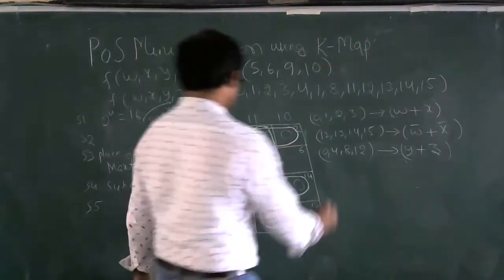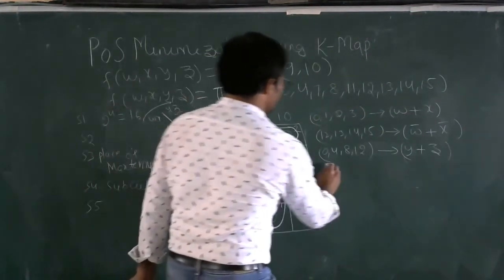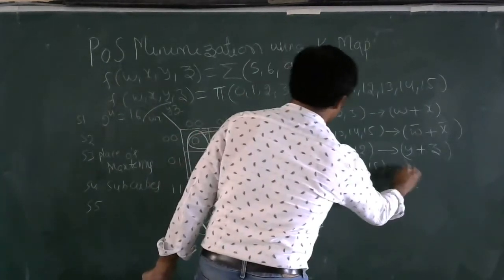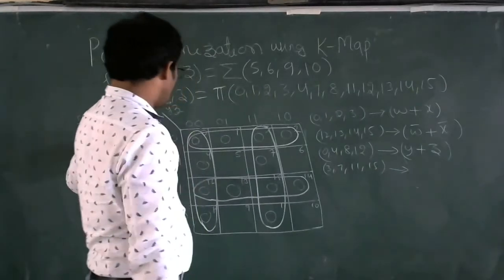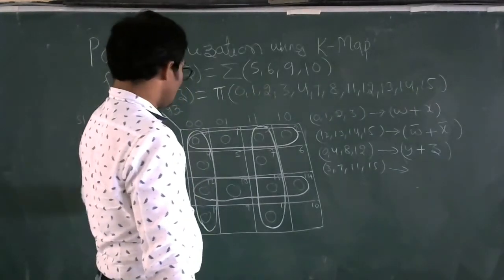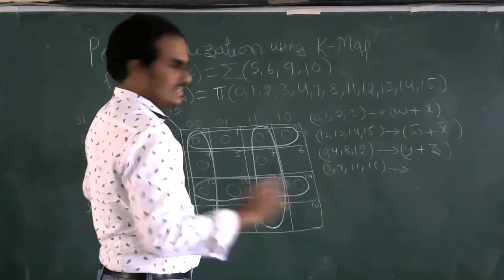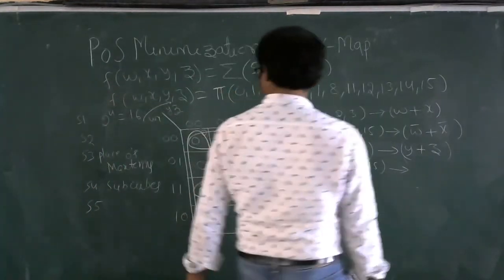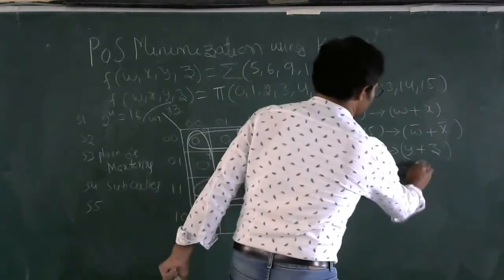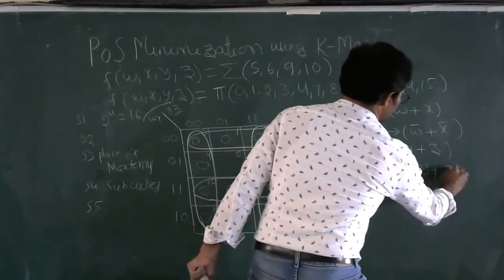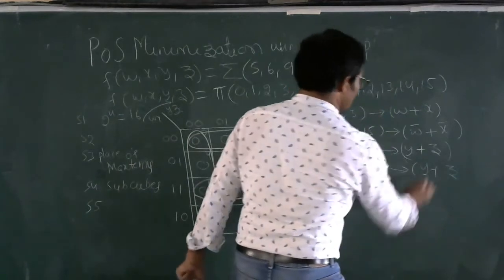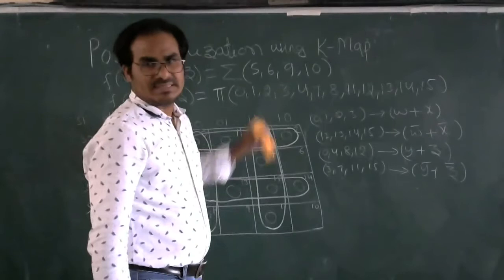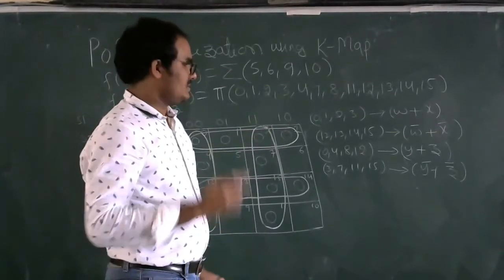And finally we have 3, 7, 11, 15. And from this, what can you write? Anyway, W is covered as 0 and 1. X is covered as 0 and 1. So W and X will not be there in the sum term. Y is covered as 1, 1, and Z as 1, 1, so that will be present as Y bar plus Z bar. 1, 1 means Y bar plus Z bar. 0, 0 means Y plus Z.